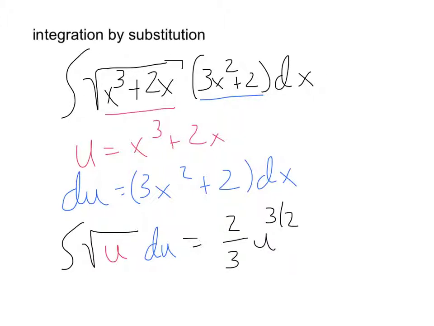and then all we have to do is resubstitute back in our value of u, and so you would get that this equals 2/3 x cubed plus 2x to the 3/2, and then plus c. And that would be your final answer. Okay, so let's try another one.